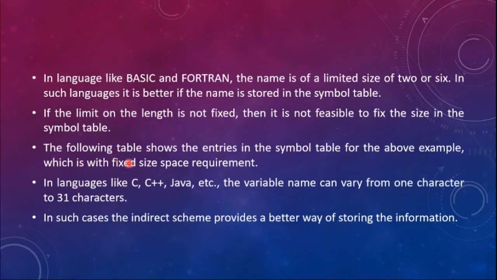So in this case, for example, we observe there is some table, and that particular table shows the several entries for the symbol table for the above example. For example, we can use some high level languages like C, C++, Java. Such languages can use variable size identifiers. In this situation, it was very difficult to utilize or maintain the symbol table information.